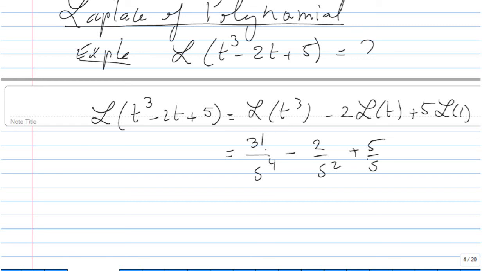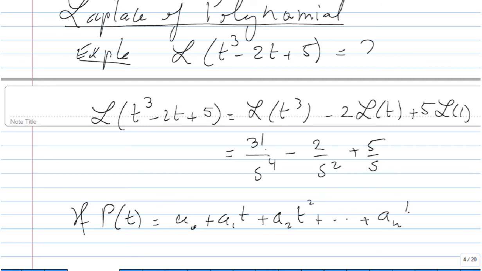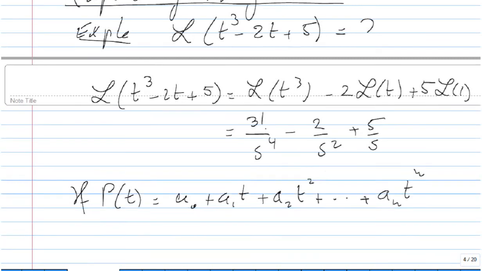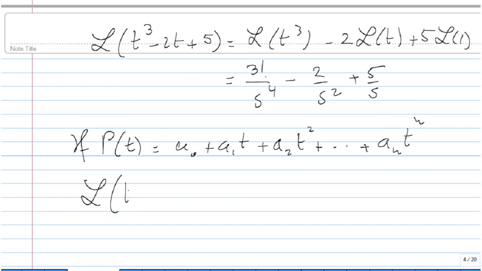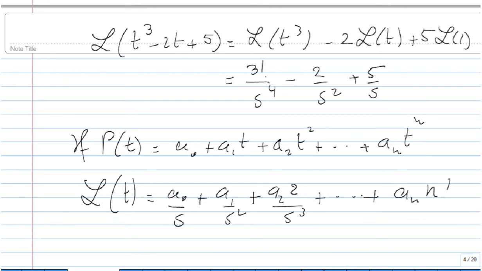So you can see now that if p(t) is equal to a0 plus a1 t plus a2 t squared, etc., a polynomial function of degree n, then the Laplace of p(t) is going to be a0 over s, plus a1 times the Laplace of t, plus a2 times 2 over s cubed, etc., up to an times n factorial over s^(n+1).